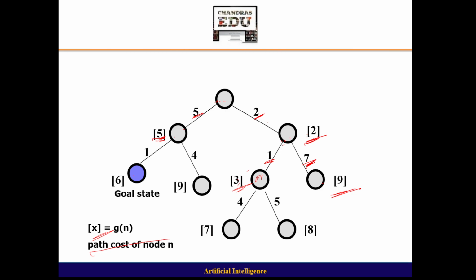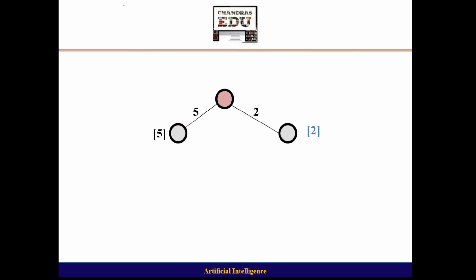So let us see the initial state. We have 5, 5, and 2. The lowest is nothing but 2 itself, so it will move in that path. You can see here something in blue, which indicates that it has taken that path.